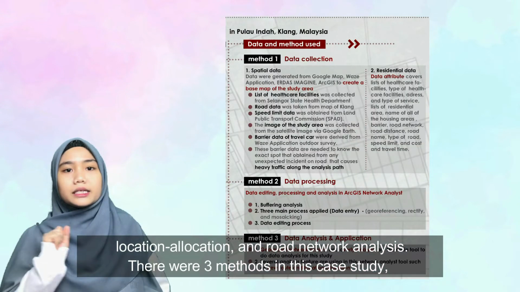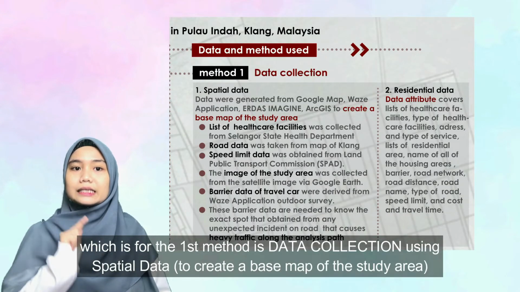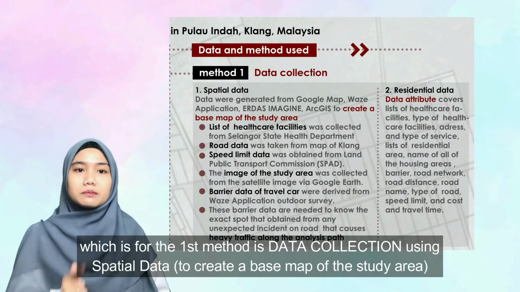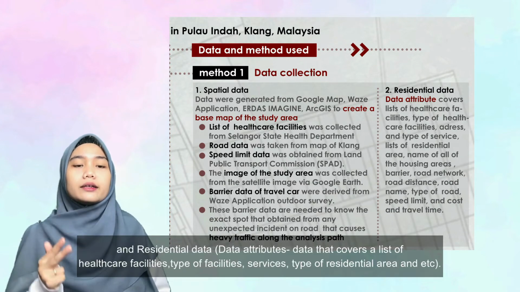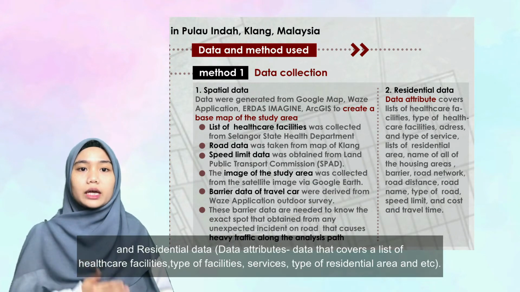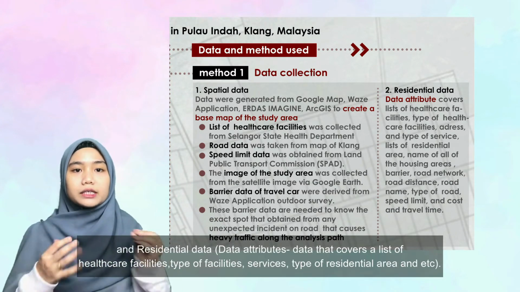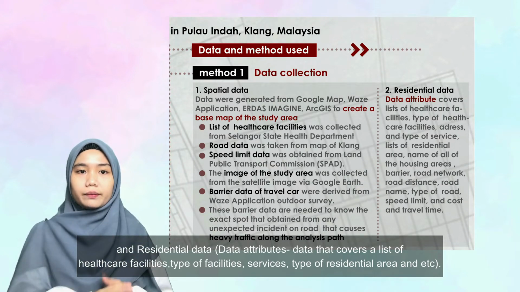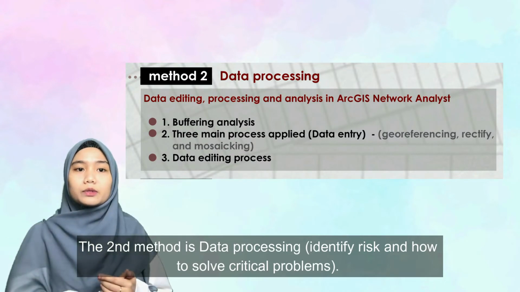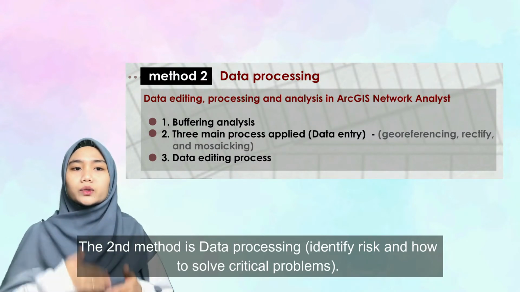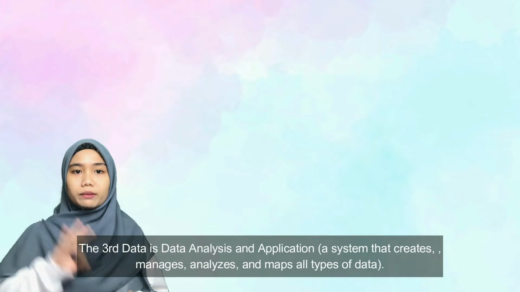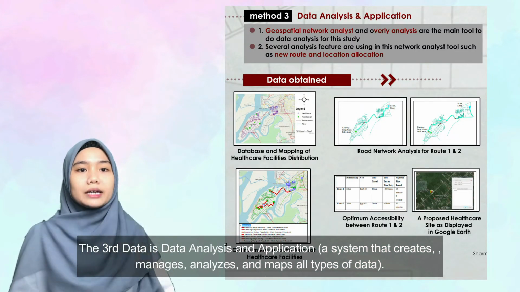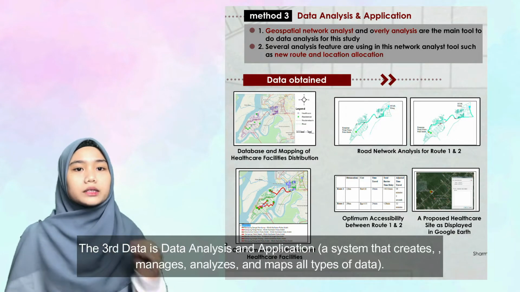There were three methods in this case study. The first method is data collection, using spatial data to create a base map of the studied area, and residential data, which is attribute data that covers a list of healthcare facilities, type of facilities, service, type of residential area, and so on. The second method is data processing, which is to identify risks and how to solve critical problems. The third method is data analysis and application, a system that creates, manages, analyzes, and maps all types of data.